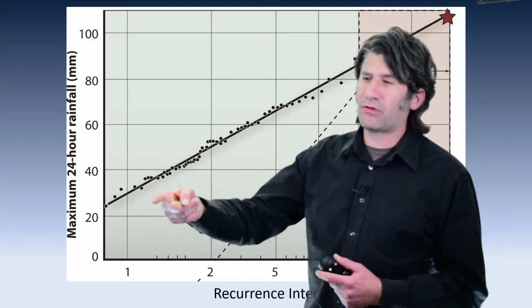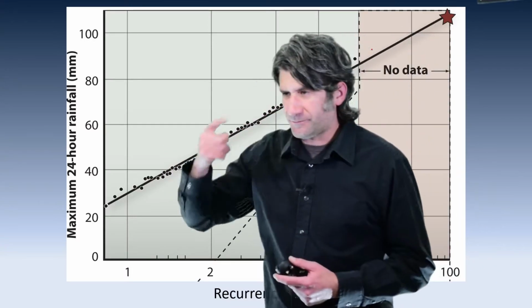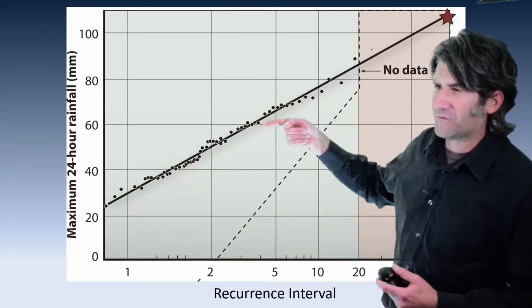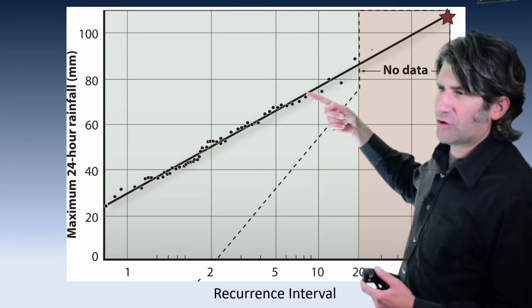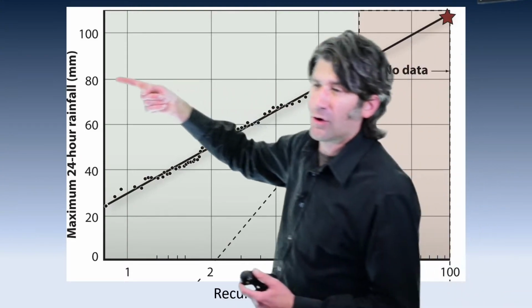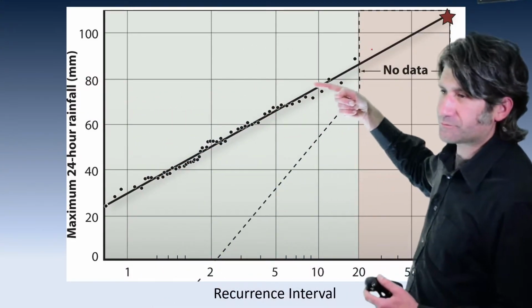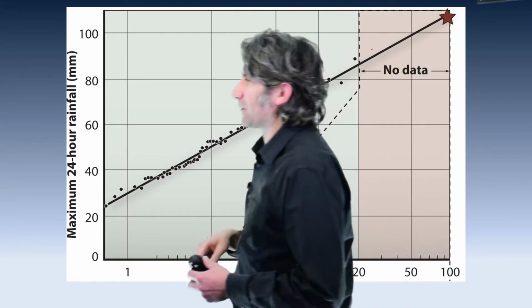You essentially plot those and we can look at the recurrence interval. For an event that happens once every 10 years, you can expect to get roughly about 80 millimeters of rain. So this is how we use that recurrence interval.